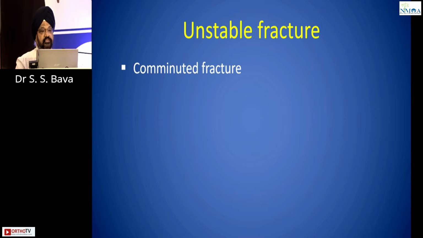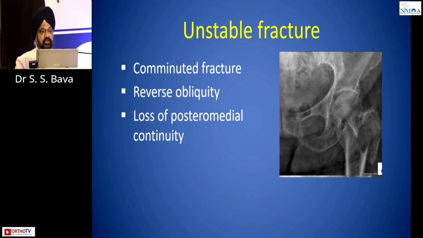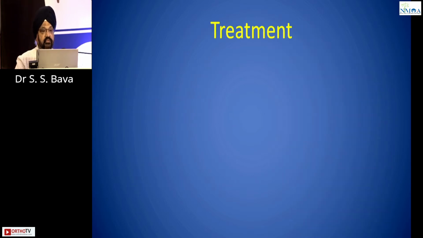Unstable fractures basically are comminuted fractures. They sometimes have reverse obliquity. They have loss of posteromedial continuity because of comminution, lateral wall blowout, and sometimes subtrochanteric extension. You can take a CT scan to understand this fracture geometry better.